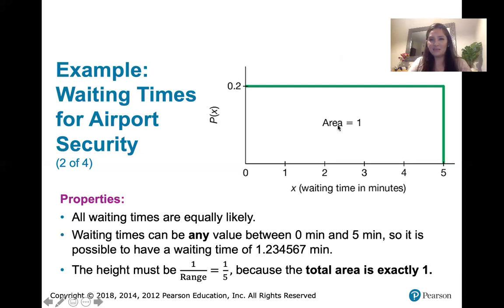Since we need that area to be equal to 1, the height must be 1 over the range. Because if I take that 1 over the range, or 1 over 5, and I multiply it by the range, which is the maximum waiting time minus the minimum waiting time, which is 5. If I take 1 over 5 and I multiply that by 5, I get the area of 1, which is exactly what we should get, because that says the probability of waiting sometime between 0 minutes and 5 minutes is 1. It's absolutely certain for a randomly selected passenger, provided that waiting times are uniformly distributed between 0 and 5 minutes.